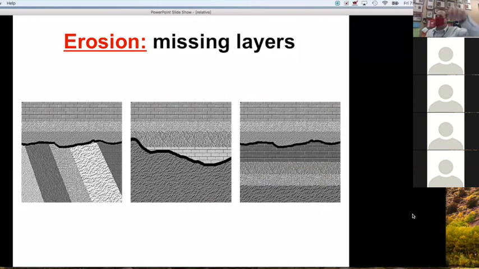Sometimes we know the earth erases things. It wipes them out and moves them away. So sometimes we see where rock layers are gone or missing. That's called erosion, where they disappear.